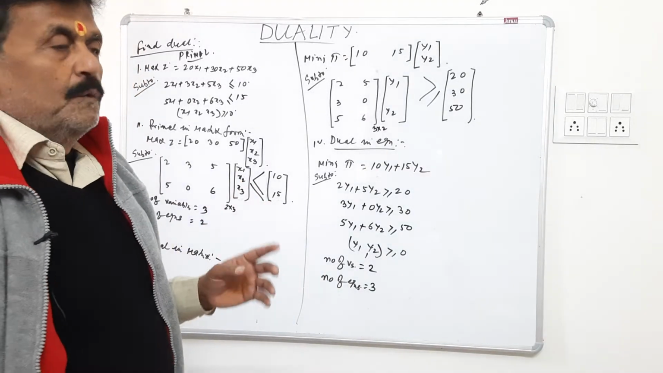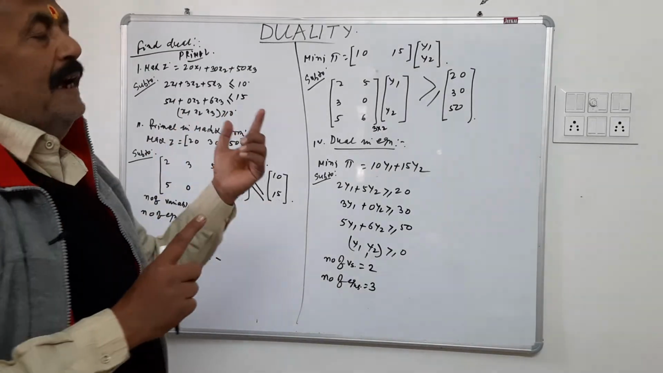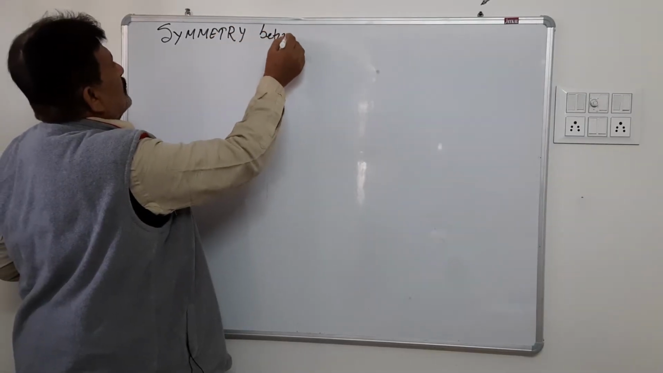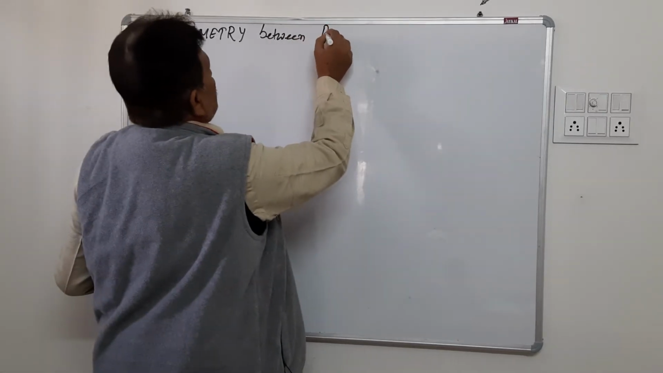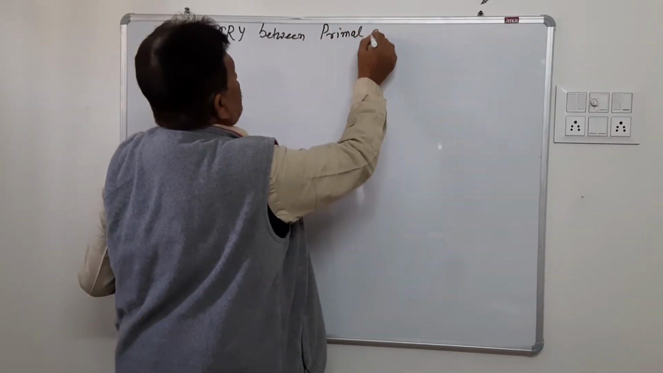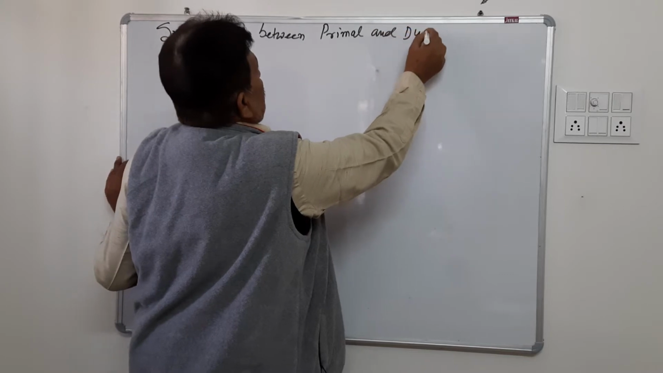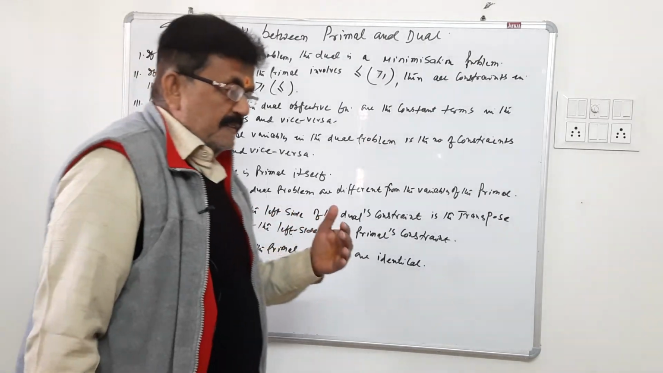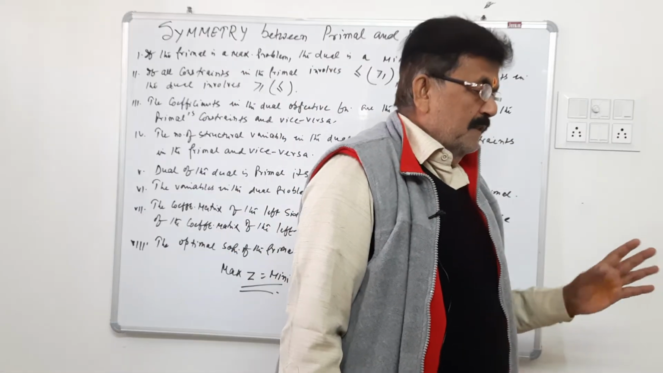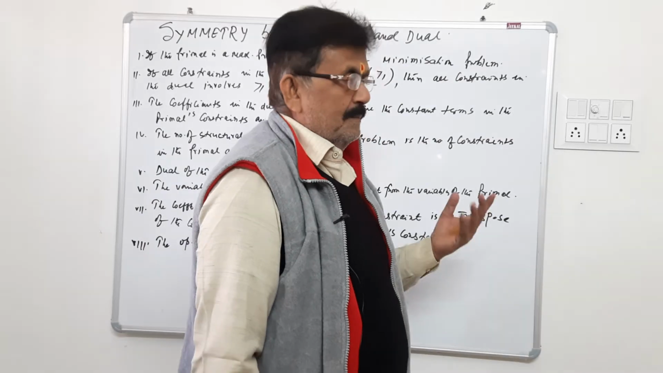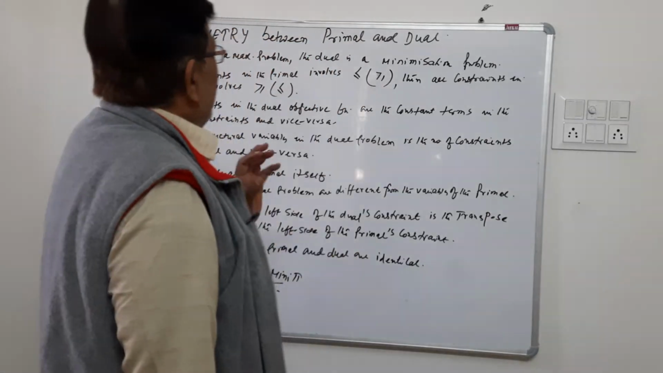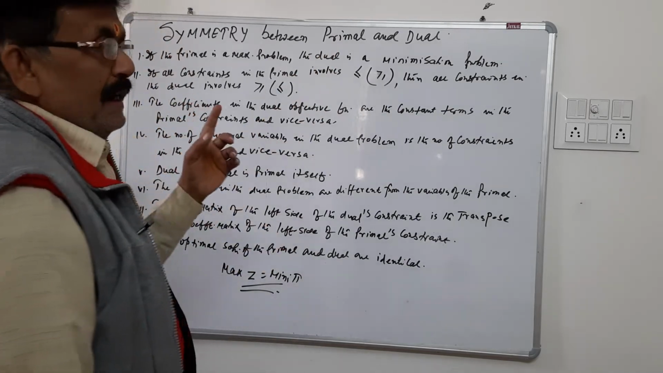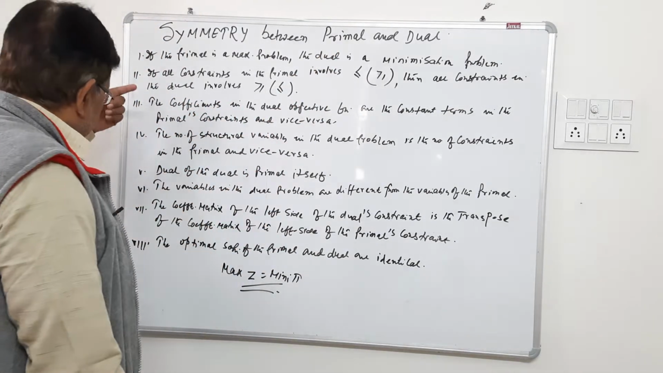Now let us see what the symmetry between primal and dual is. I am going to explain right now. Just now we have explained how we convert a primal into a dual. We have seen a numerical example. Finally, we must see some kind of symmetry between primal and dual. This symmetry between primal and dual is explained under these 8 points.